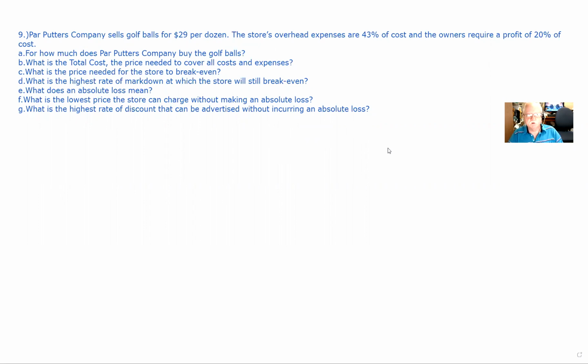Par Putters Company sells golf balls for $29 per dozen. The store's overhead expenses are 43% of cost, and the owners require a profit of 20% of cost. Okay, and with that information, they've asked us A, B, C, D, E, F, and G. So let's take a look at what we can do here.